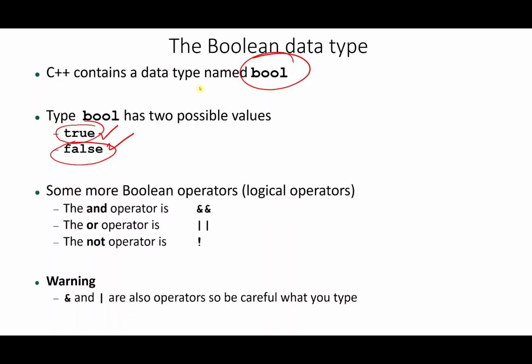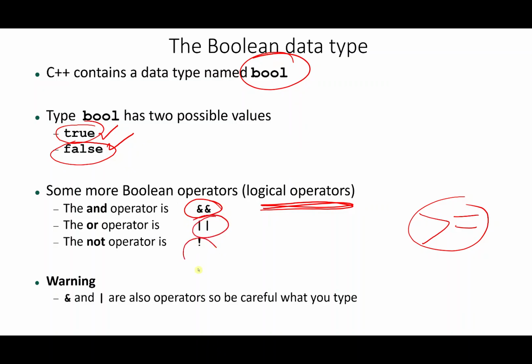Now, some of the Boolean operators would be called the logical operators. Those are not the greater than or equal or something like that. No. Now we are talking about the and operator, or operator, and the not.